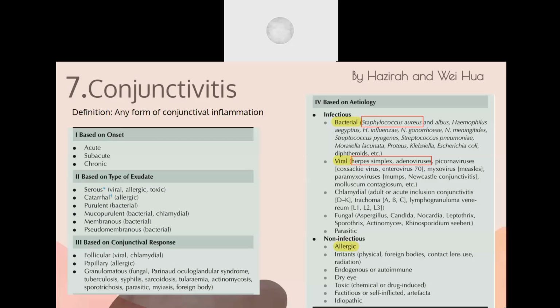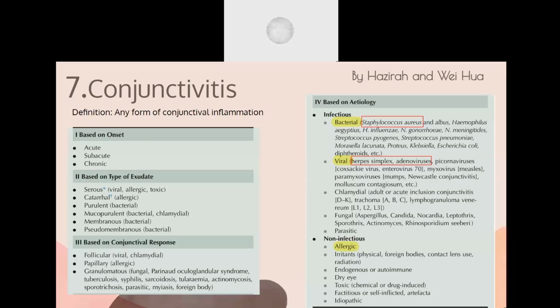So based on the conjunctival response, you can refer to this later on. And based on the etiology, which is the main part of the presentation, it could be divided into infectious conjunctivitis and non-infectious conjunctivitis. For bacterial conjunctivitis, the most common causative agent is Staphylococcus aureus. Other examples could be Streptococcus pyogenes, Streptococcus pneumoniae, Neisseria gonorrhoeae, and Neisseria meningitidis, which more commonly happen in children. For the viral, the more common ones are adenoviruses and also herpes simplex virus.